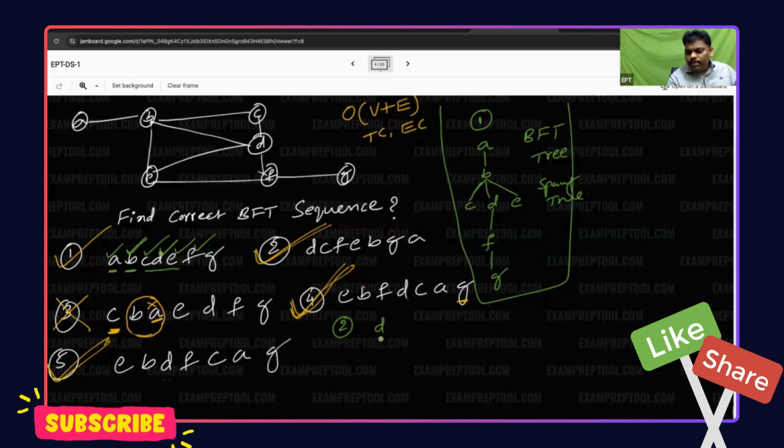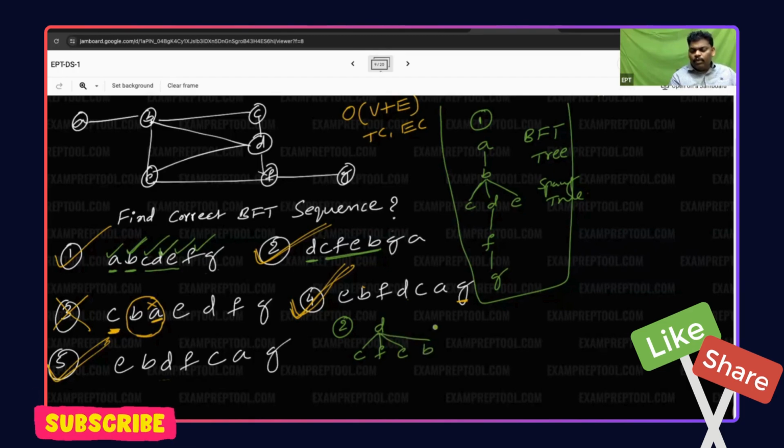Who are those? B, C, E, F. So the next four people are the children. D is followed by the next four people as children. Which child do you write first? According to the graph, you can write any one of the children first. But according to the sequence, the first child should be C, next F, next E, next B.